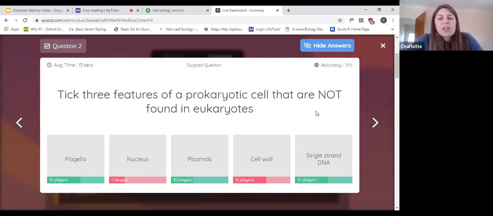Three features of a prokaryotic cell that are not found in eukaryotes. So this is a slightly trick question. A few people picked cell wall. So remember, cell walls are also found in plant cells. Plant cells are eukaryotic cells. So things that are found in prokaryotic cells only, so bacterial cells only, are flagella. They're those weird tails that they can have. Plasmids, which are those circles of DNA, and single strand DNA.